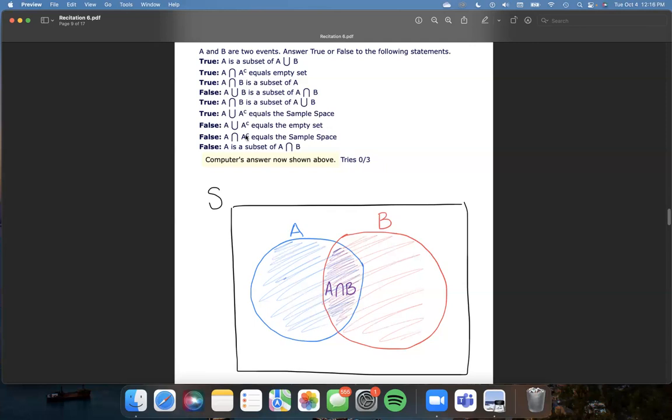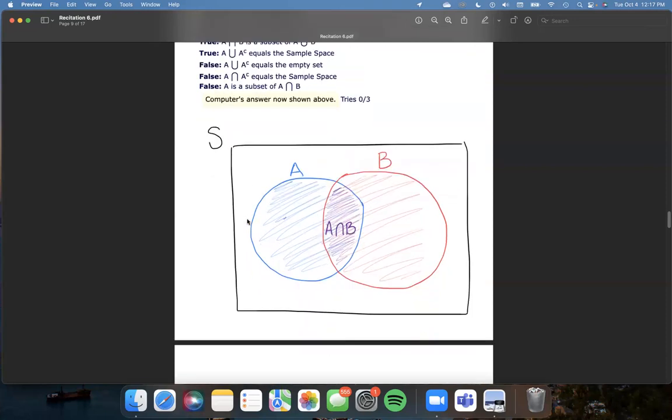Next is A union A complement equals the empty set. So that's false. We already said that that would be the whole sample space. If this were an intersection, then we would have the empty set, but we have a union. So we get the whole thing, the sample space. Next is A intersect A complement equals the sample space. That's false. And A is a subset of A intersect B is also false. Because, for example, this blue area is not contained in A intersect B. So that's false.